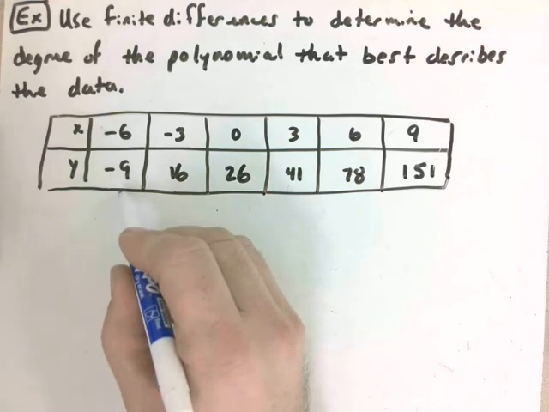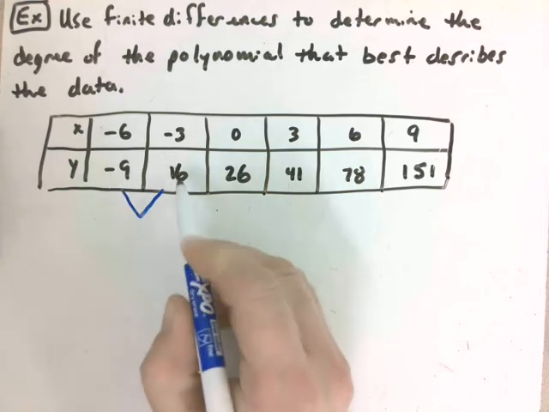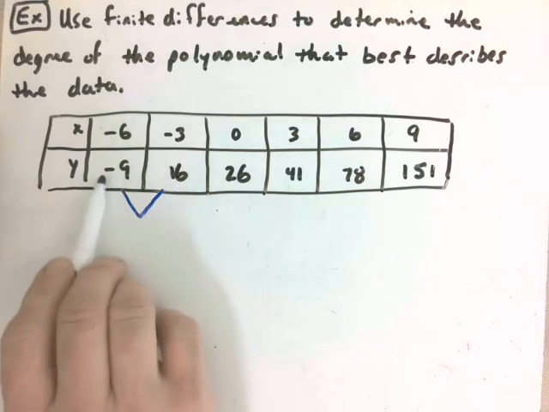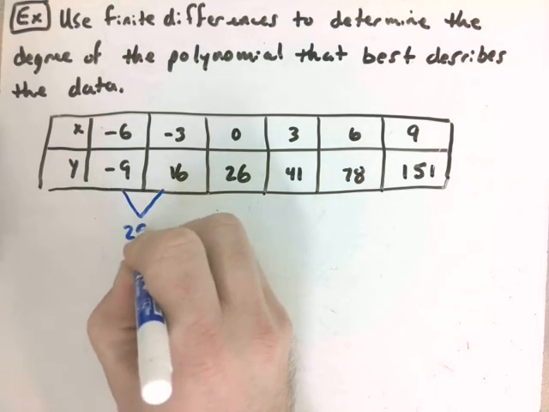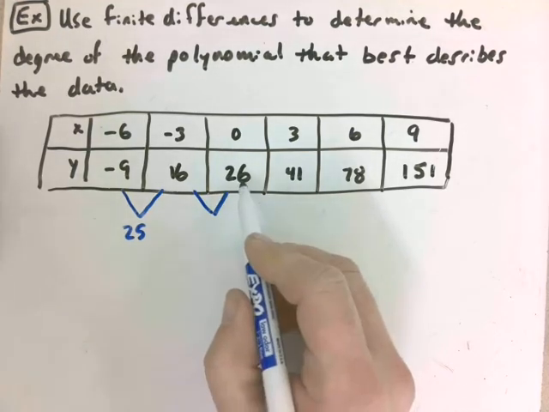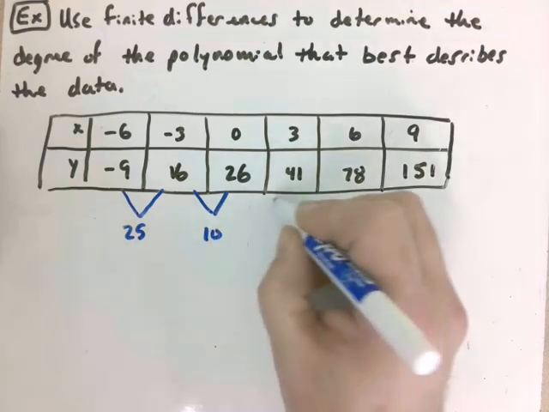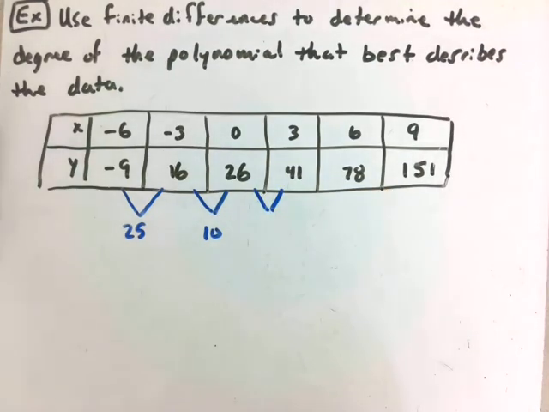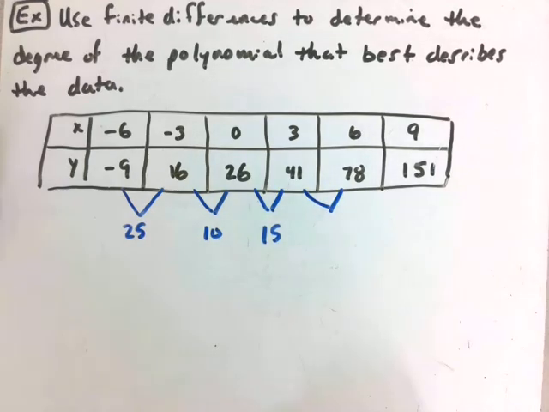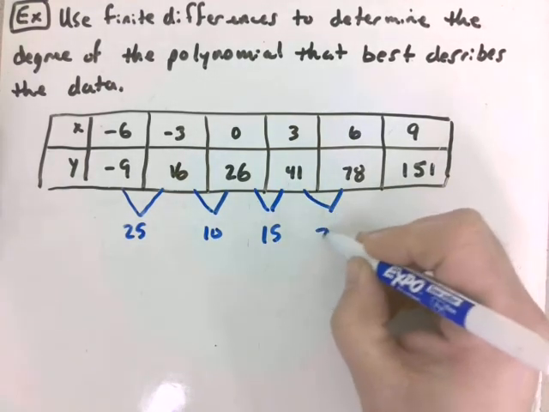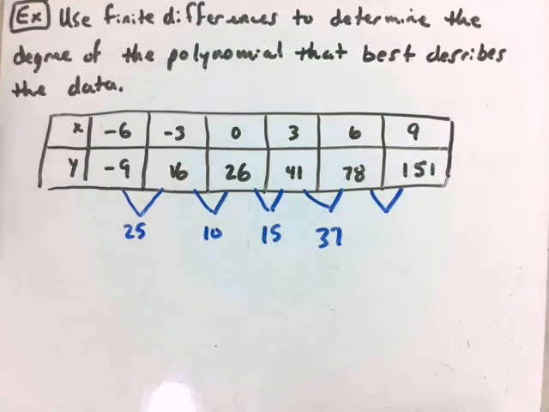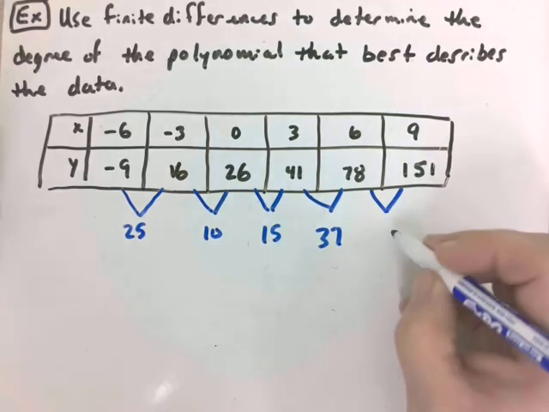So the first finite difference that we're going to calculate is 16 minus the number in front. So 16 minus a negative 9 is 25. And we do that with each of these y values. 26 minus 16 is 10. 41 minus 26, that's 15. 78 minus 41 is 37. And 151 minus 78 is 73.